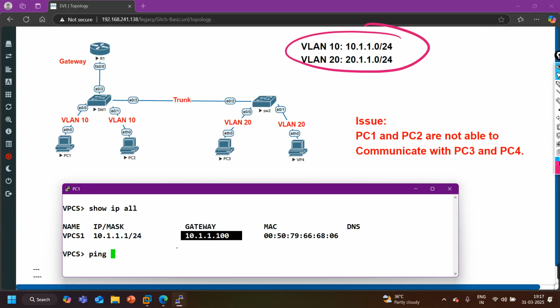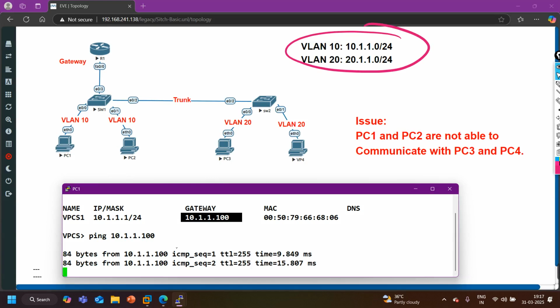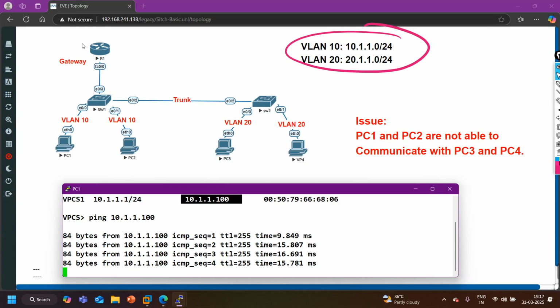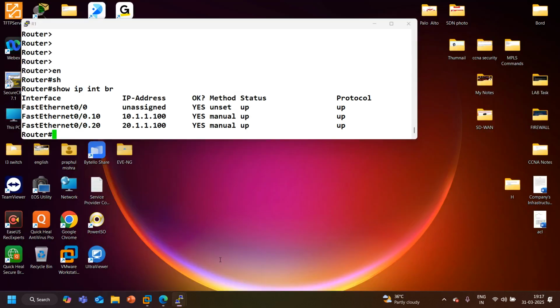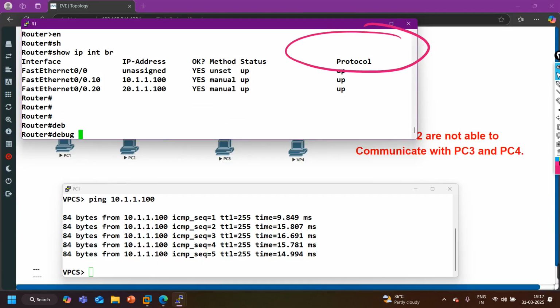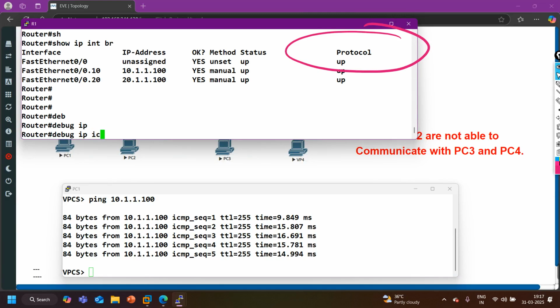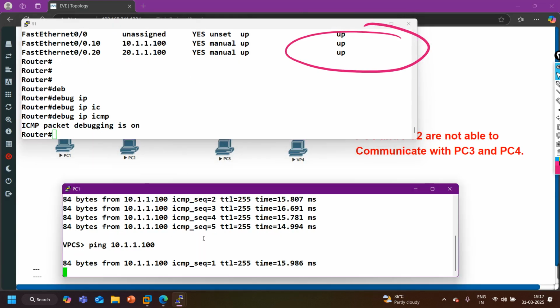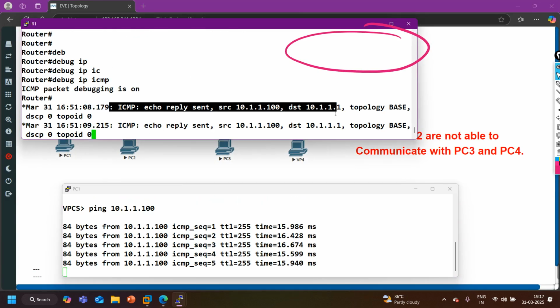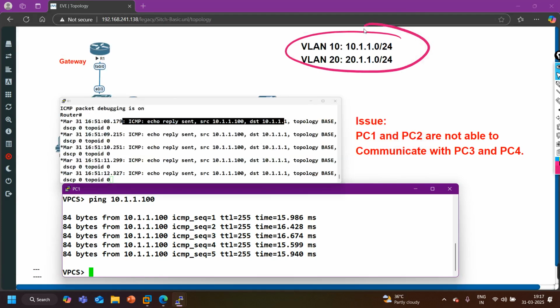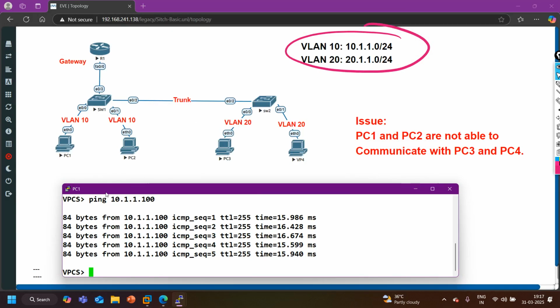Let me ping the gateway IP address, 10.1.1.100, and you can see I'm getting a reply from the router. We can even verify whether the gateway is the router or not. We can debug IP ICMP here, and then generate an ICMP packet. So you can see the router is the one generating the reply message. So router 1 is the gateway for both VLANs, VLAN 10 and 20, and PC1 is able to ping its gateway. What is the issue?